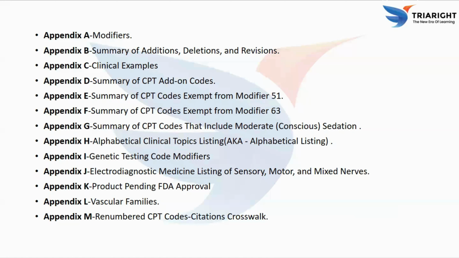And Appendix E consists of a summary of CPT codes exempt from modifier 51. Modifier 51 is nothing but multiple procedures. So some codes are exempt. What does it mean? There is no payment reduction and modifier 51 is not required for such codes. Those codes are listed under Appendix E. So always check this Appendix E before applying modifier 51.